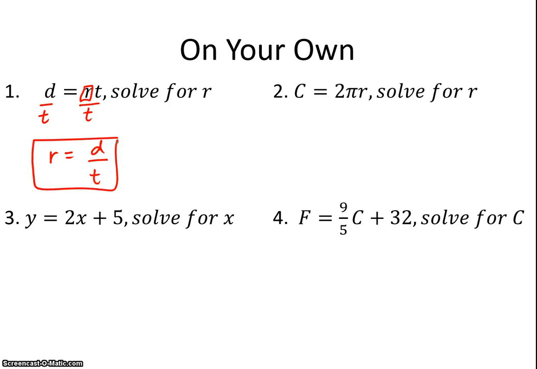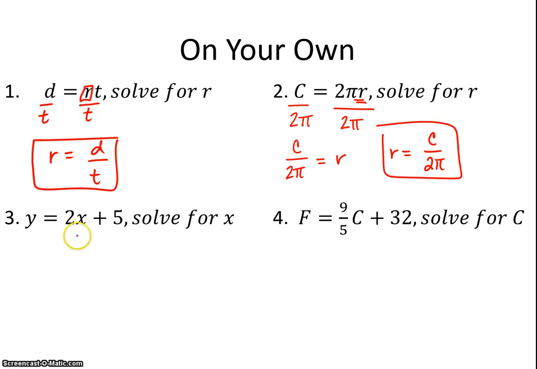Number 2, circumference equals 2 pi r. R is the radius, and we need to solve for r. So we're going to divide by, and you can do this as 2 steps or 1, but you need to divide by 2. You also need to divide by pi. They can be done separately or they can be done together. So circumference over 2 pi equals radius, or r equals c over 2 pi.